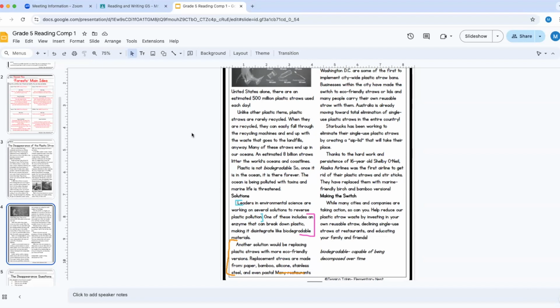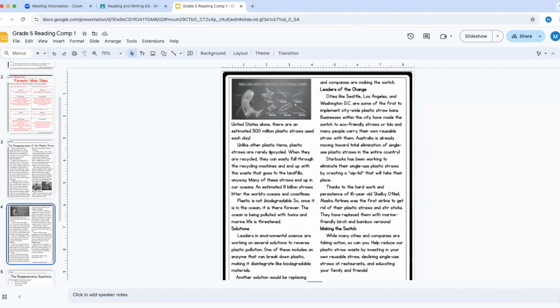Oh, I'm just looking at the time. We've got to move on. Bowen, did you send me yours? This is Alina's. Leaders in environmental science work in many ways to reduce plastic straws around the ocean by making disintegratable straws or replacing them with others. Yeah, good. I think most of you got the hang of that. Let's move on quickly. Leaders of the change.